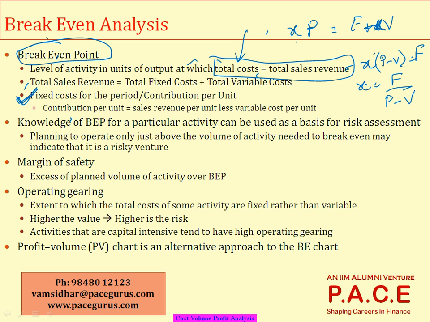What do we mean by P and V? P is nothing but the unit selling price, whereas V is the variable cost per unit. Now, the difference between the selling price per unit and the variable cost per unit is nothing but the contribution per unit. This is another jargon you have to be comfortable with. Whenever we say unit contribution, it is nothing but the unit selling price minus the per unit variable cost.